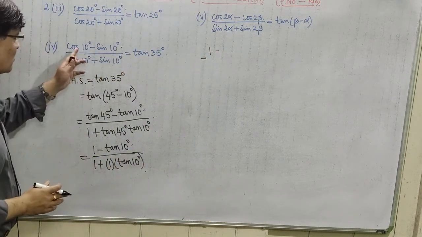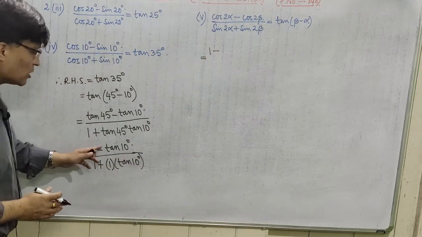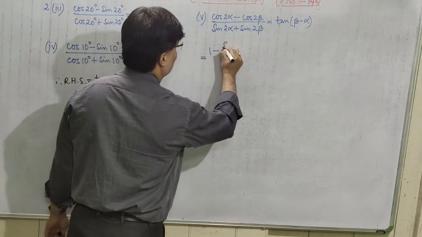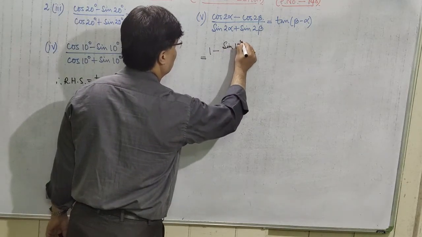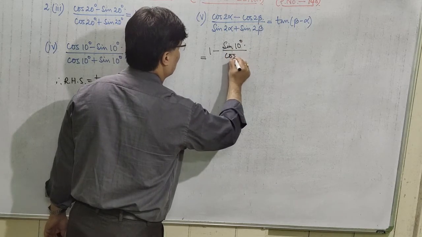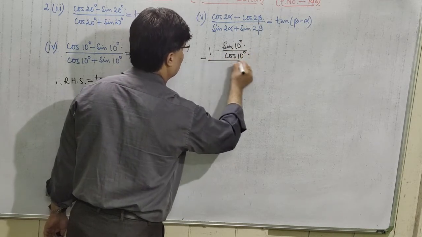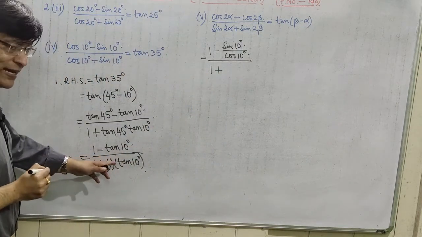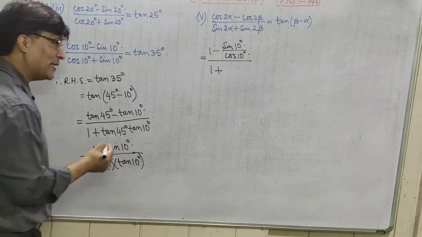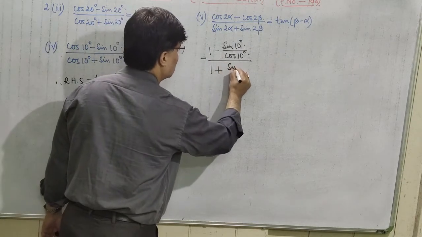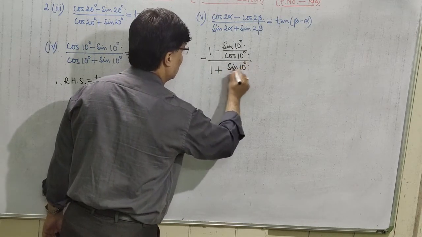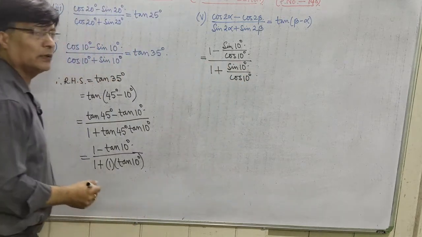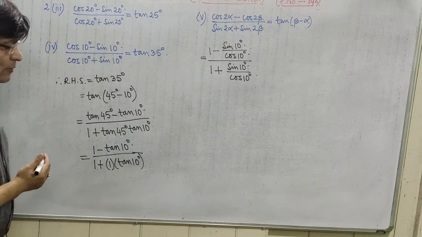Now we have to prove in terms of cos and sine. So let us convert this tan into sine by cos. So what is tan 10 degree? It is sine 10 degree divided by cos 10 degree, divided by 1 plus 1 into tan 10 degree. What is tan 10 degree? It is sine 10 degree divided by cos 10 degree.